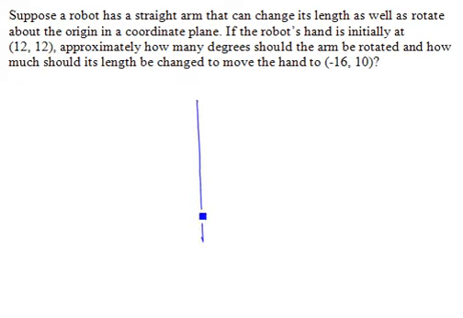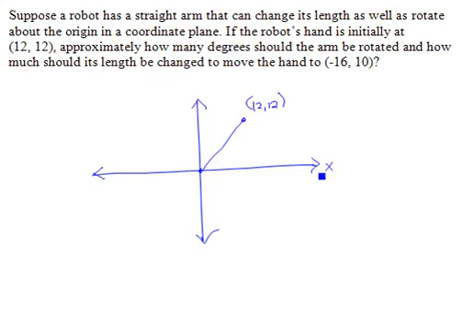Well, let's sketch a coordinate plane in which this robot's arm will rotate. It's attached to the origin and its initial position is at the point (12, 12) on the XY coordinate plane. Its final position is at the point (-16, 10), so we'll go back 16 and up 10 and estimate the location of the robot's arm at the end.